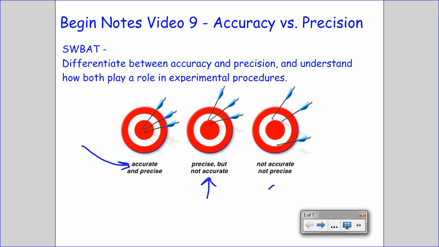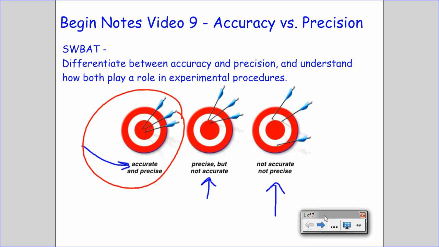This last example is the worst case scenario for any type of measurement tool in science. It's not accurate and it's not precise. Basically, any measurement or number that it spits out cannot be trusted. The most trustable results will be when they are accurate and precise.